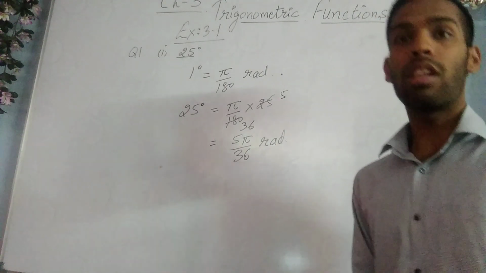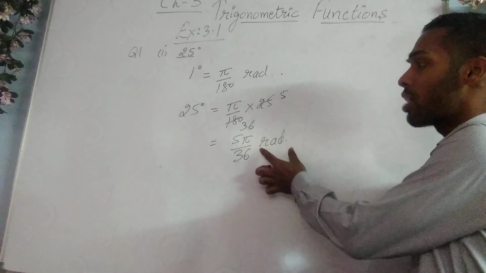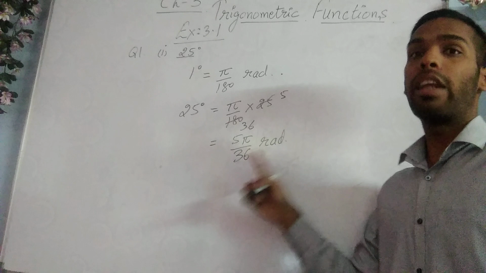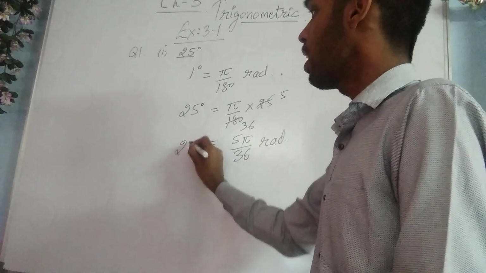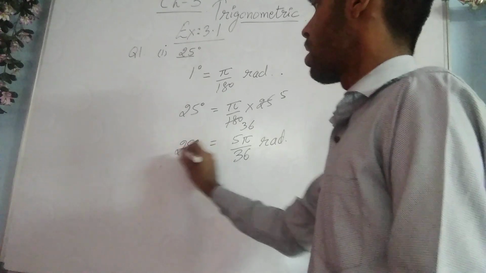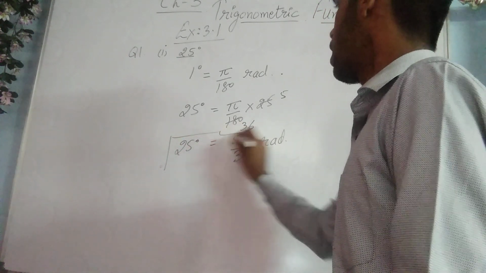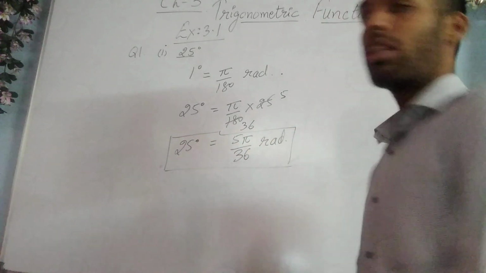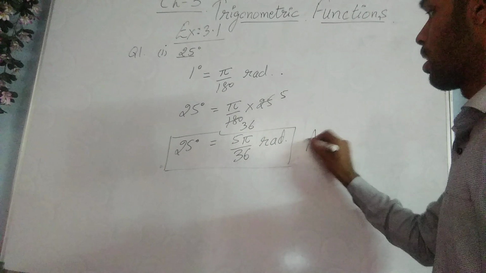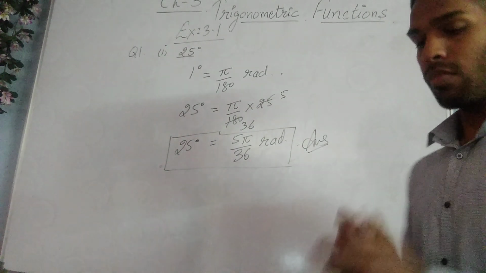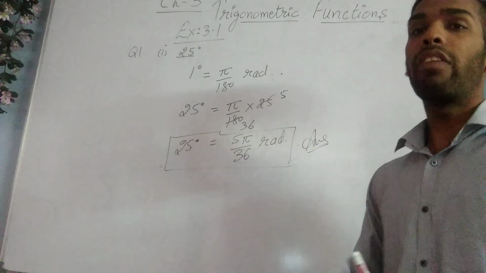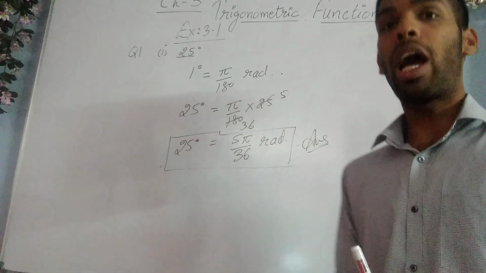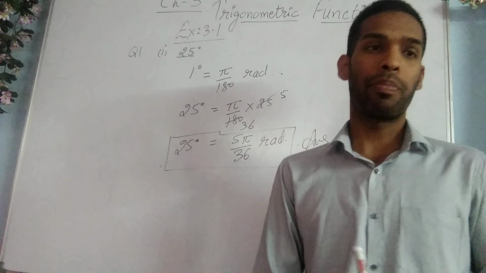In the previous lecture, I also told that you can write down just radians in short like RAD dot. This RAD dot stands for radians. So 25 degree is equal to 5 pi upon 36 radians, and that's your answer. That's the corresponding radian measure of the 25 degree measure, and that's equal to 5 pi upon 36 radians.